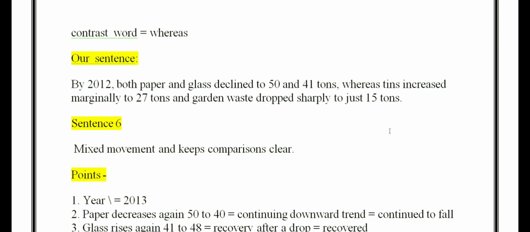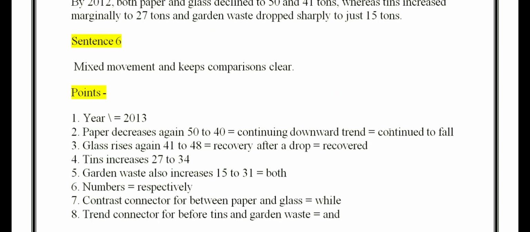Moving on to sentence 6. What is the intention? There is a mixed movement and I want to make comparisons very clearly. The points I am going to talk about are for the year 2013. Paper decreased again from 50 to 40. So what is this? The downward trend is continuing, and for that the correct word is continue to fall. What about glass? Glass rises again from 41 to 48. So there is a recovery after a drop. What are you understanding? There is a recovery after a drop. So the correct word is recovered.